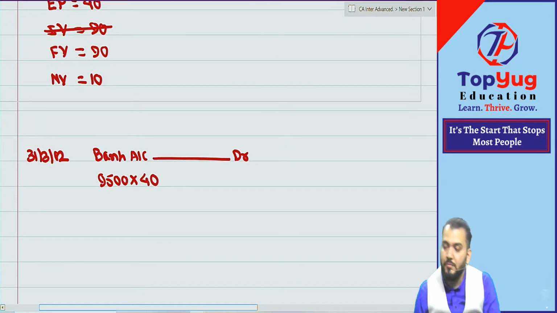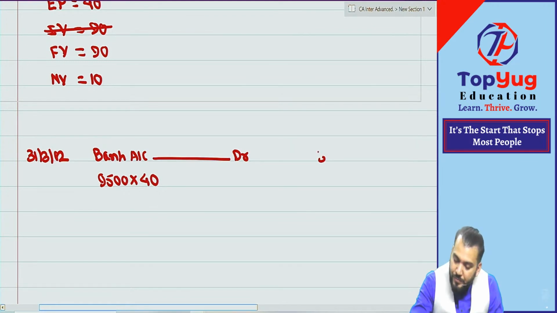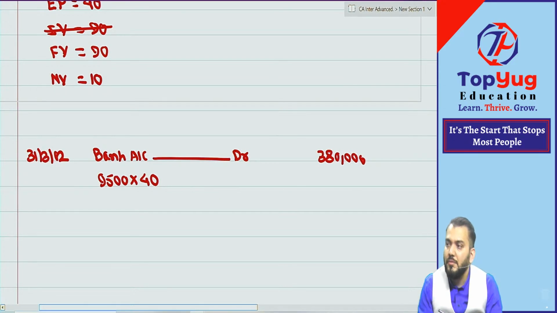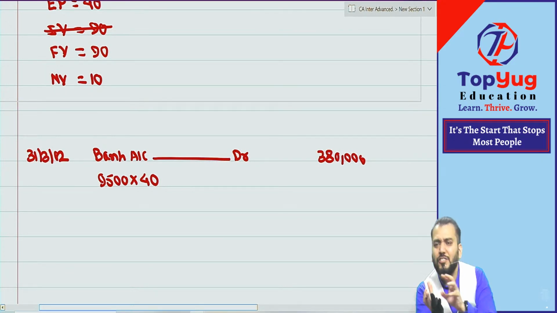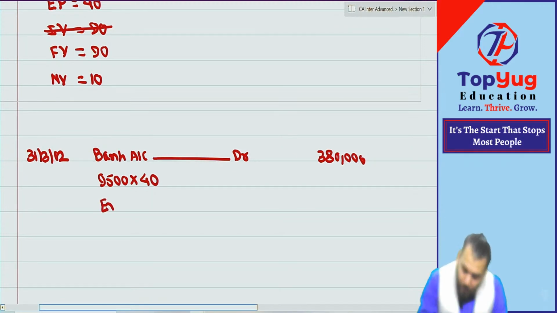40 exercise price. How much? 3 lakh 80. Correct. Then should we write down stock option outstanding account or employee compensation account? Now there is no need to accumulate the stock option outstanding account. Directly we can use employee compensation account.